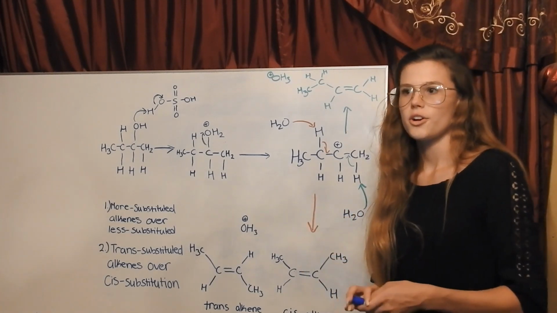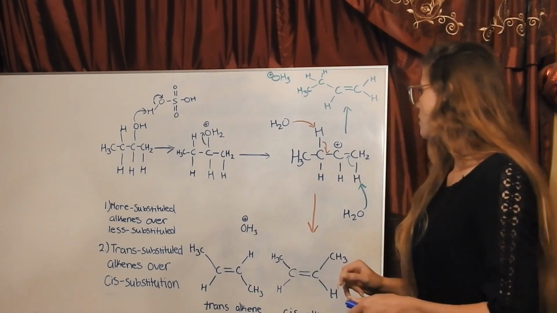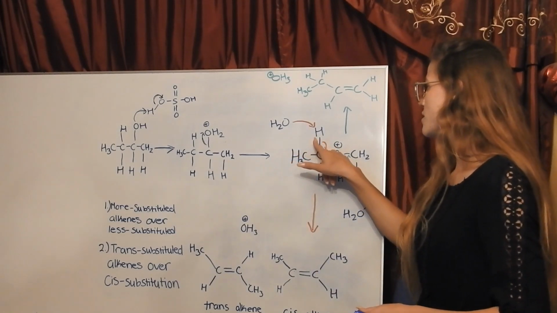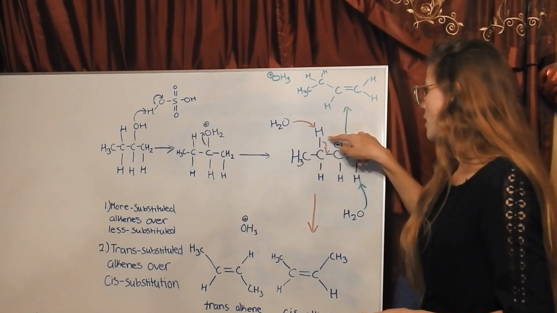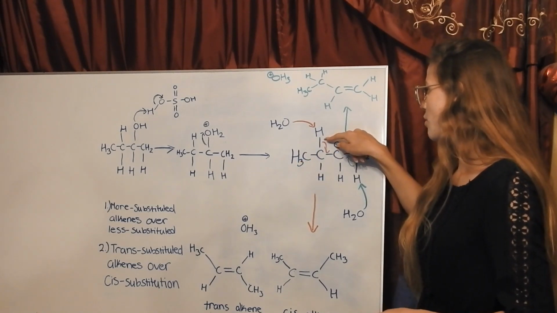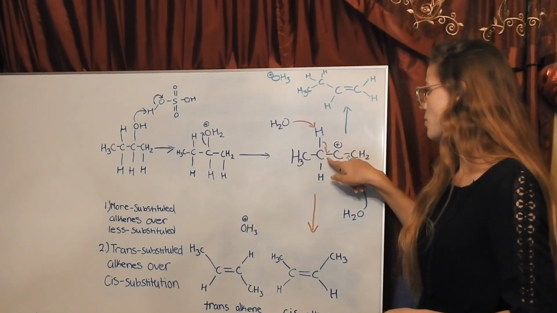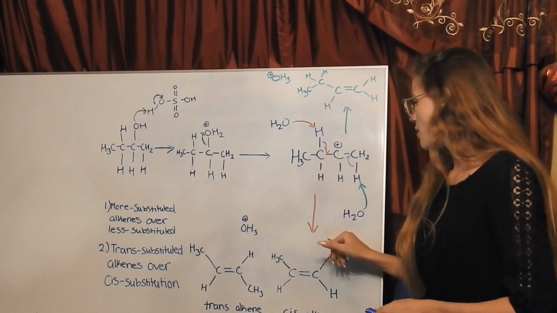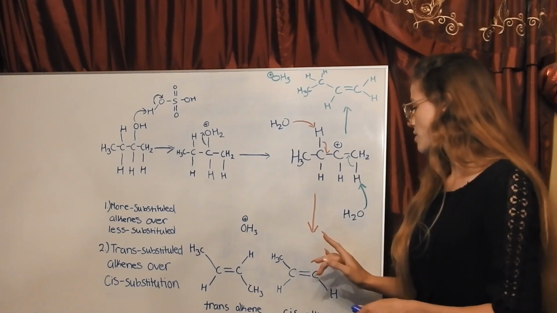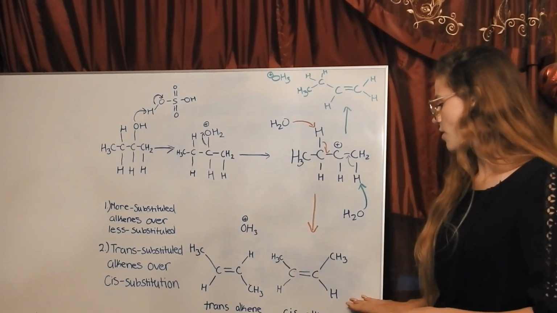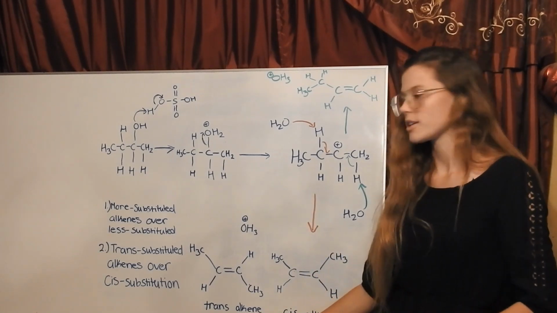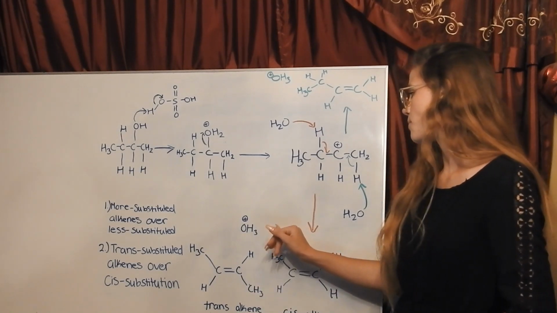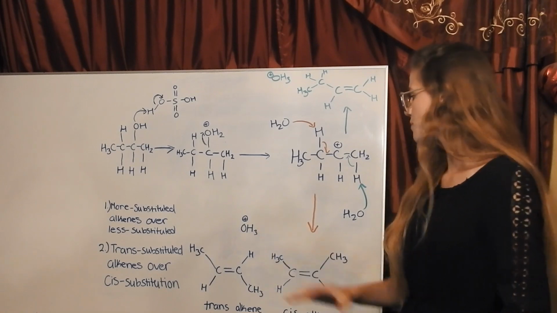In the other pathway for the reaction, we react H2O with this hydrogen, then we move the arrow from this bond down to this one, which gives us two different products. We can end up with the cis alkene or the trans alkene and an additional hydronium ion.